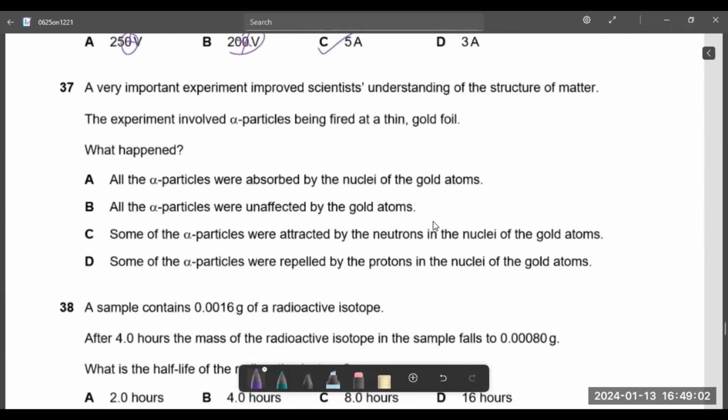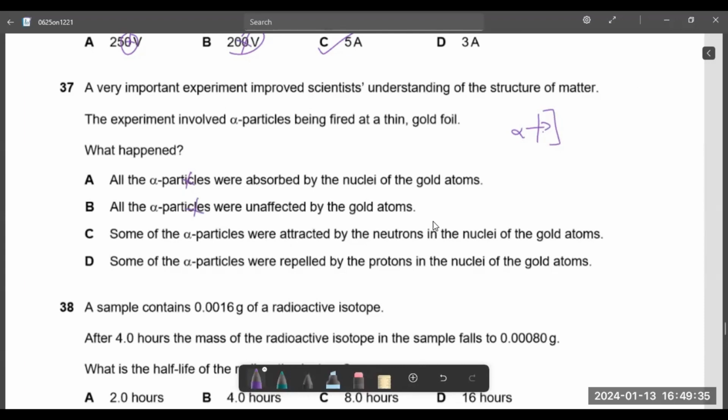A very important experiment improved scientists' understanding of the structure of matter. The experiment involved alpha particles being fired at a thin gold foil. What happened? When it was fired, some of the particles were repelled and some particles passed through. So this option is wrong. All particles were absorbed, wrong. All particles were unaffected, that is wrong.